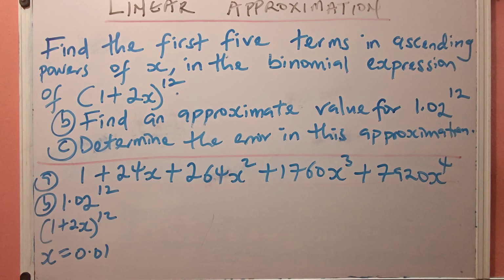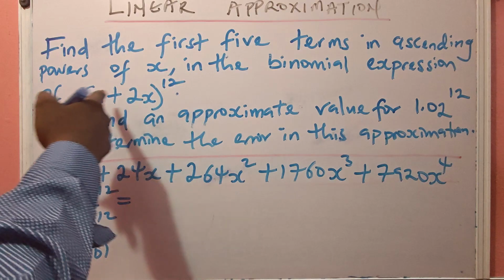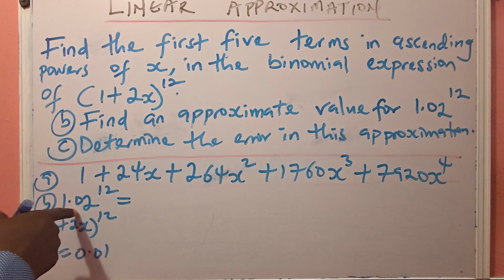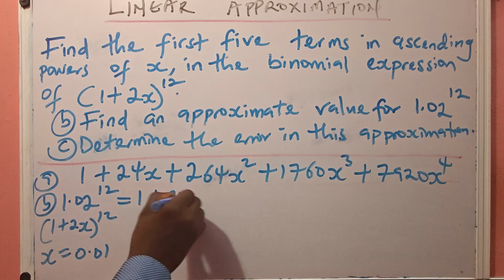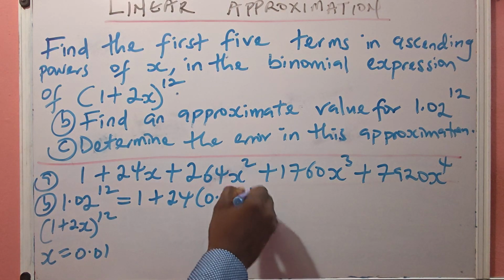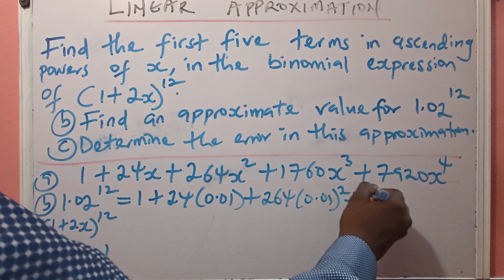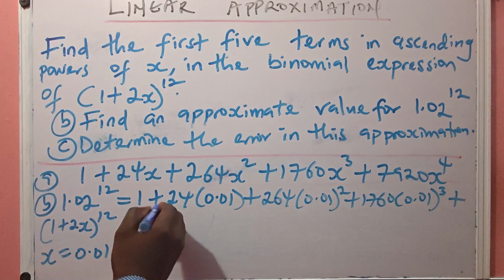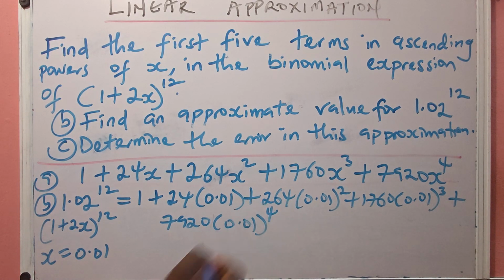So what I need to do next is to fix my value of x into this expression, which was the expression for (1 + 2x) raised to the power 12. So my x value will be 0.01 if I am going to arrive at 1.02. So I'm okay with fixing that into this expression. So I have 1 plus 24(0.01) plus 264(0.01) raised to the power 2 plus 1760(0.01) raised to the power 3 plus 7920(0.01) raised to the power 4.